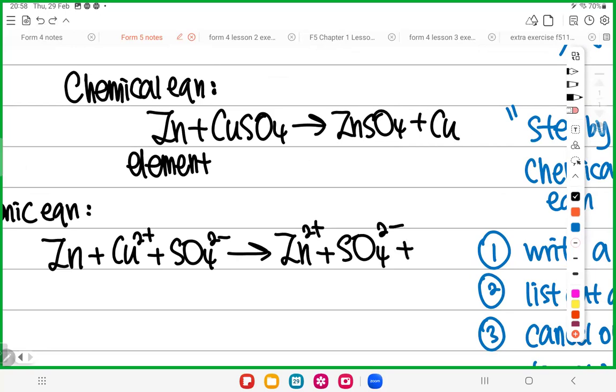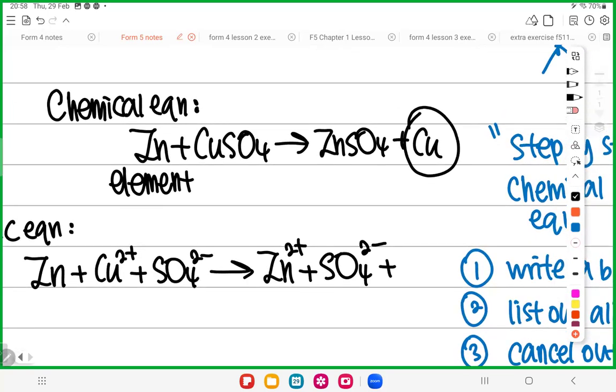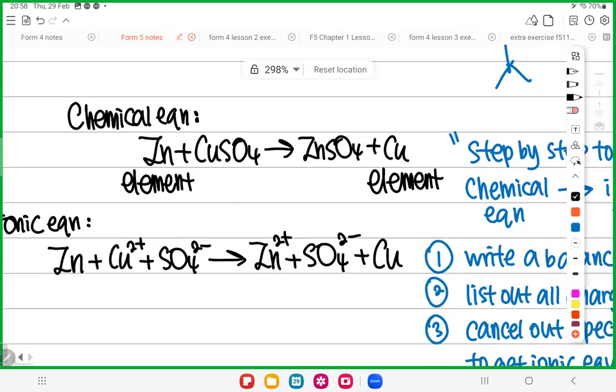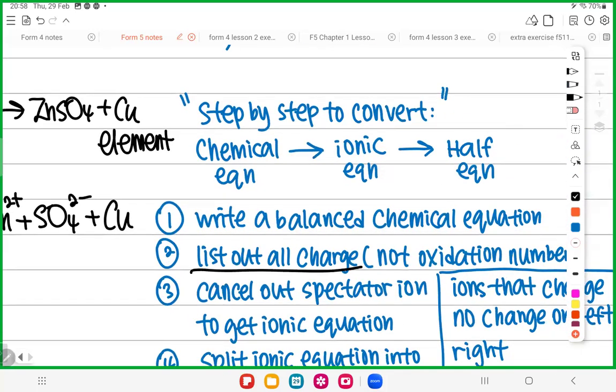No charge, because this copper comes alone, it is an element. So when you are an element, there is no charge. So when there is no charge, don't write zero here, don't write zero. Okay, copy back the copper here. Is okay? So now we have successfully listed out all the charges. All right, we have successfully listed out all the charges.